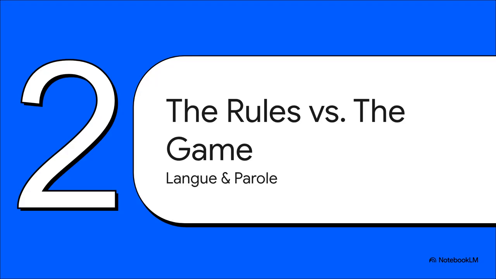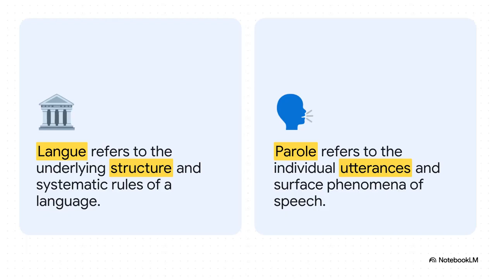Okay, so if pretty much anything can be a language, how do we even begin to analyze it? Well, a brilliant linguist named Ferdinand de Saussure gave us the perfect place to start. He basically said you have to separate the rules of the game from the actual game being played. So we split it in two. On one side, you've got Langue. That's the invisible structure, the shared rulebook we all have in our heads, like the grammar of English. And on the other side, you have Parole. That's the actual stuff we say or write, the individual moves we make in the game.